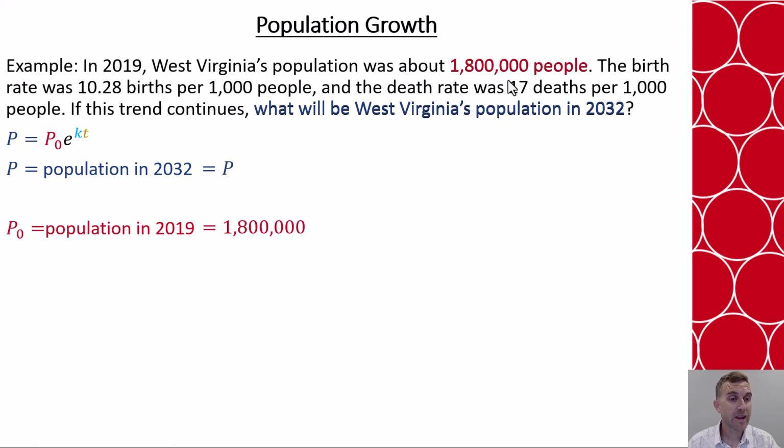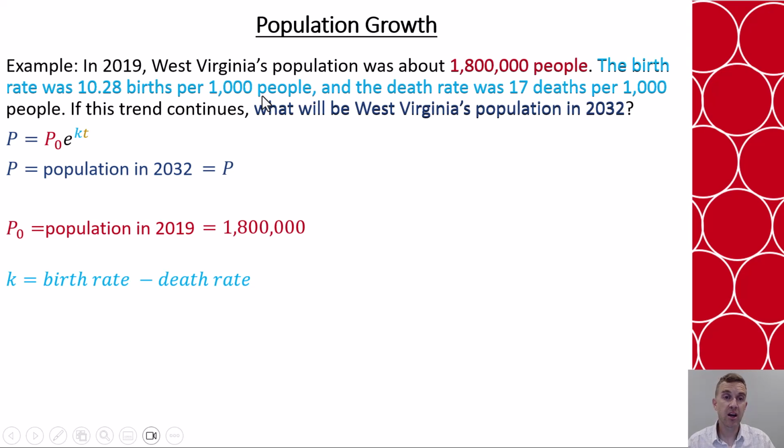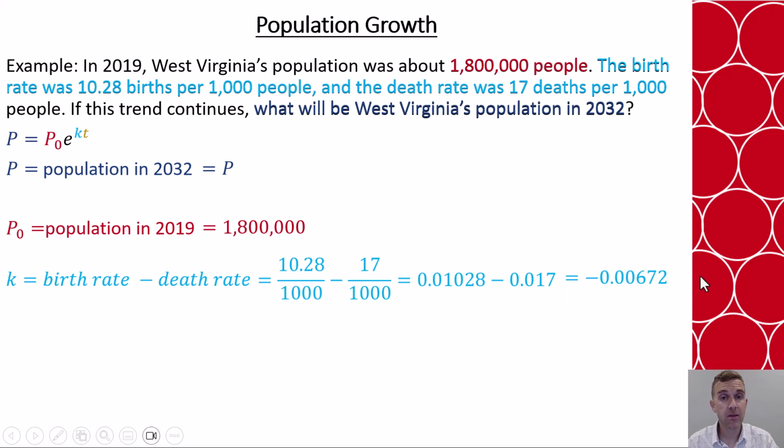Now to calculate our rate, here we have a birth rate and a death rate. And the rate is 10 and 2800ths births per 1,000. The per 1,000 means it's 10 and 2800ths divided by 1,000. And the 17 per 1,000 means it's 17 divided by 1,000. We're looking at two fractions here. So we can change them to their decimals and subtract them. And we see we actually have a negative rate here, which means that the population is actually decaying over time. Very slowly, but it is decaying.